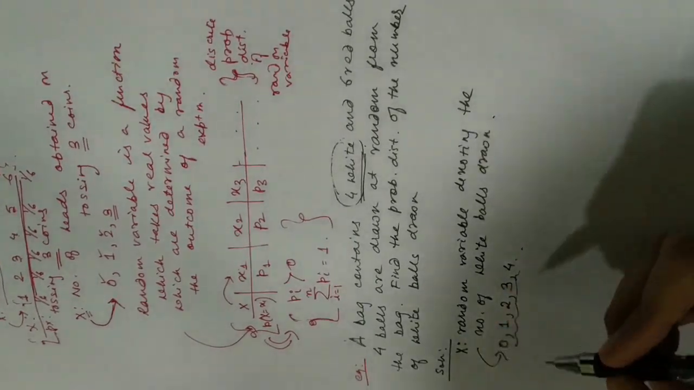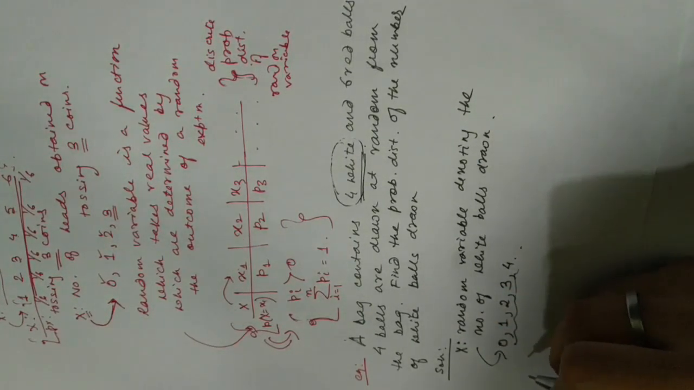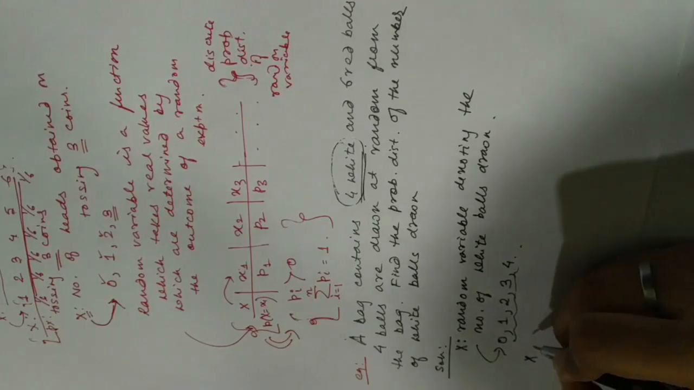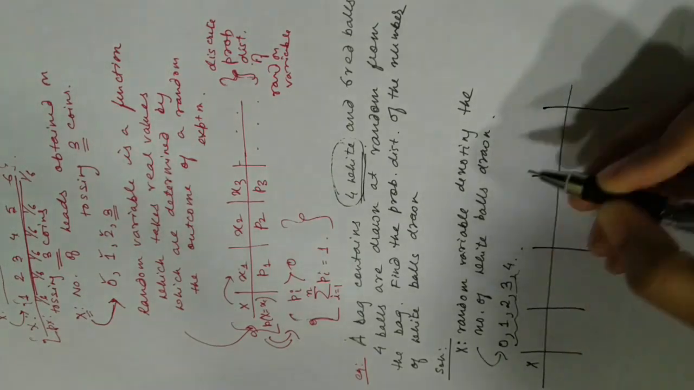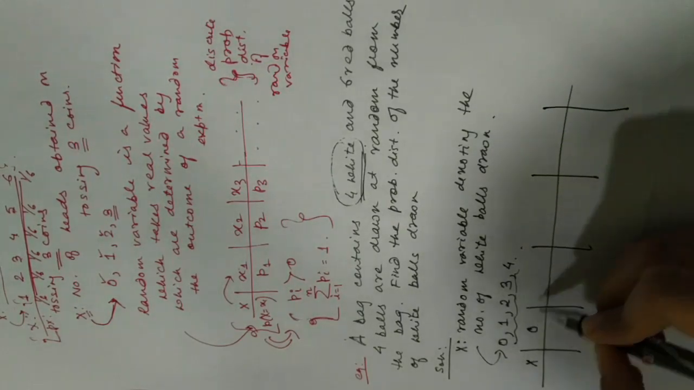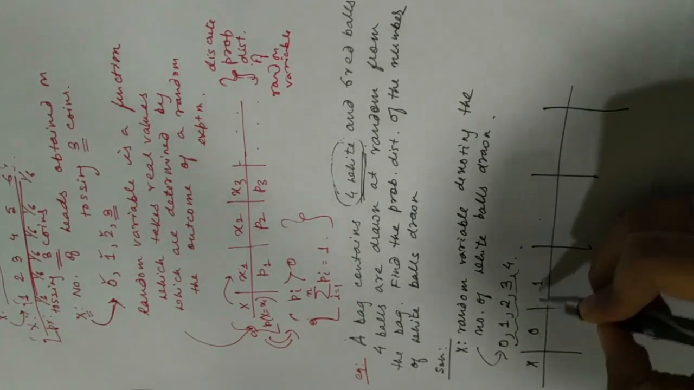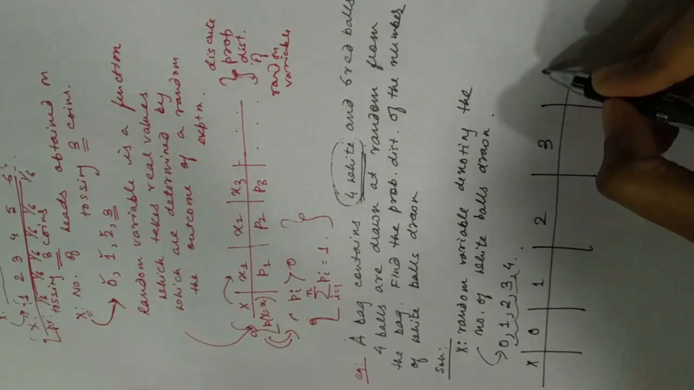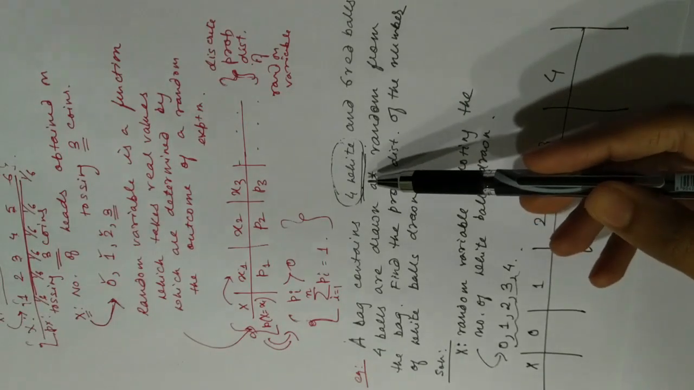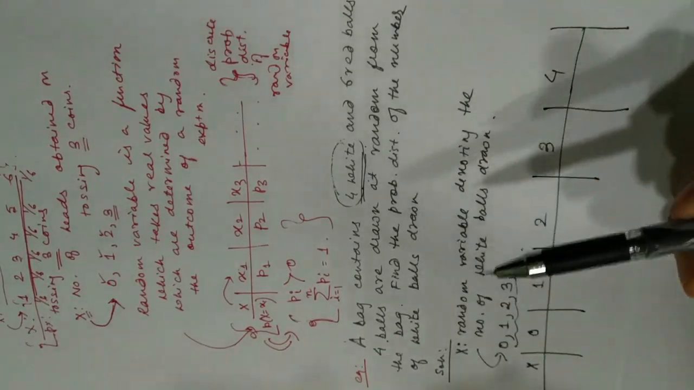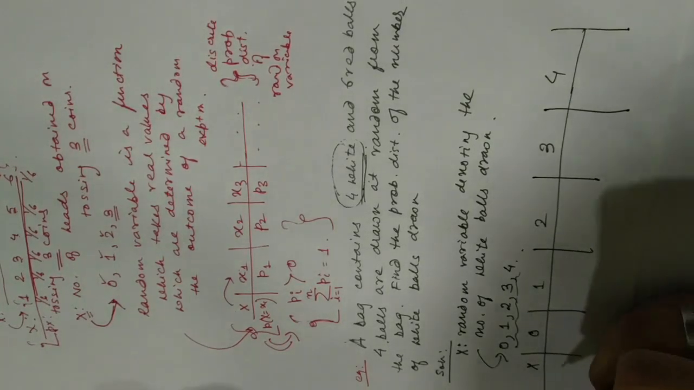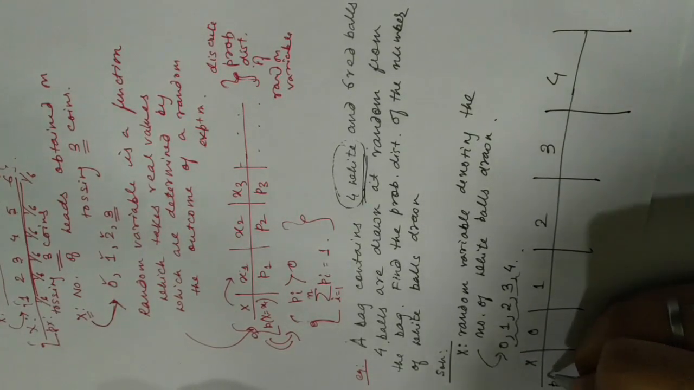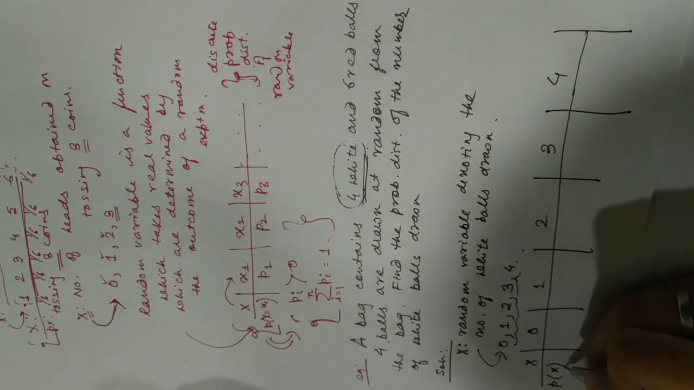If we want to write the probability distribution, first we need to write the values the variable can take. So the number of white balls drawn can be 0, 1, 2, 3, and a maximum of 4. It cannot be 5 since we have only 4 white balls. Also we have to draw 4 balls at random, so the number cannot be greater than 4. And now we have to see the associated probabilities with these numbers.